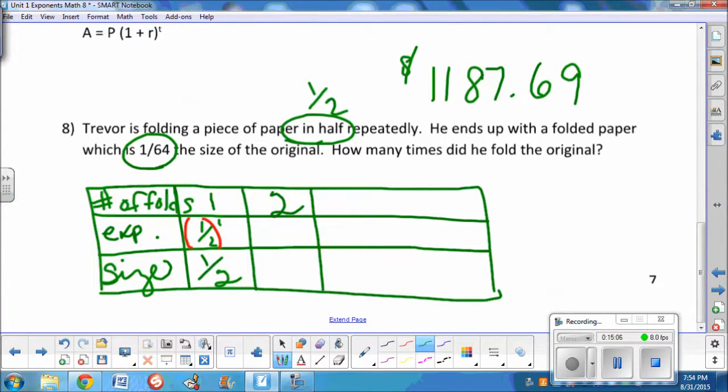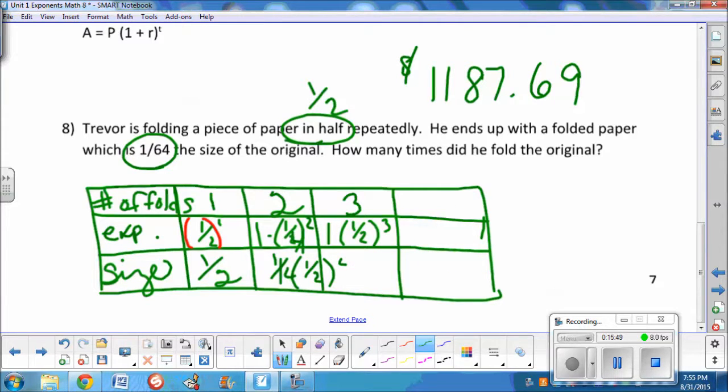All right, now if I have 2 folds, so now I should say our initial amount was one piece of paper. So we have 1 times 1/2, there's our multiplier, to the second. We'll get down to the size in a minute. Let's keep going with our exponential. So at 3 folds, our initial was 1 piece of paper, our multiplier was 1/2, to the 3rd power. 4 folds. We're going to do some calculating here in a minute. To the 4th.